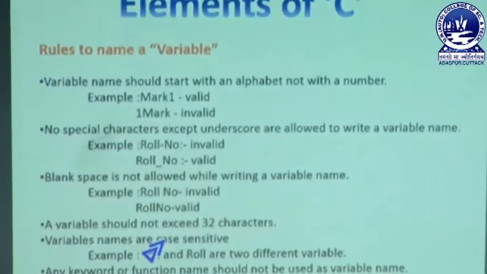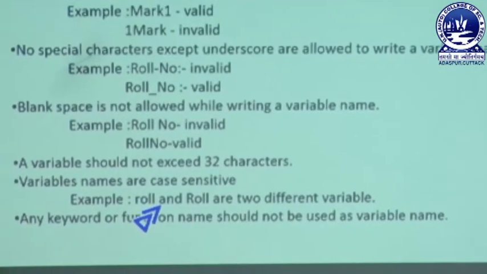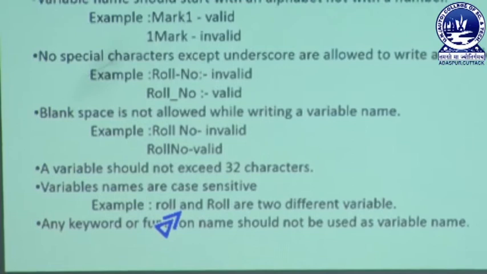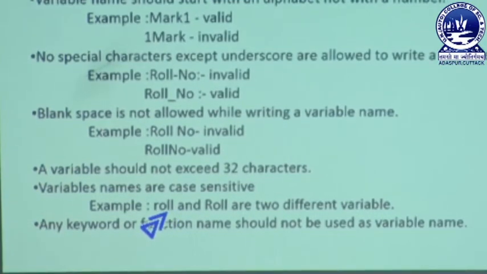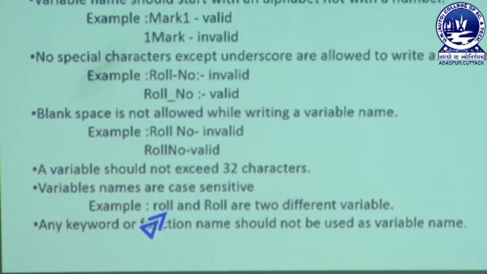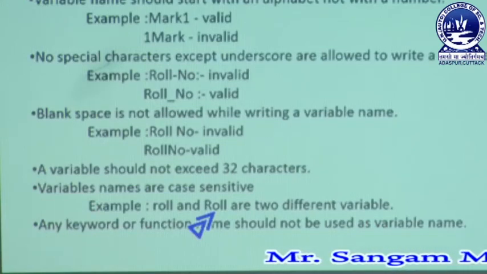Moving to the next rule, that is variables are case sensitive. It is a very important point. Case sensitive means, you can clearly see here I have written a variable roll in small letter, and here I have written Roll in which R is a capital letter. In this case both the variables will allocate different locations, because they are case sensitive. That means, here r is small and here R is a capital letter. So, both the variables will allocate different locations in the memory.